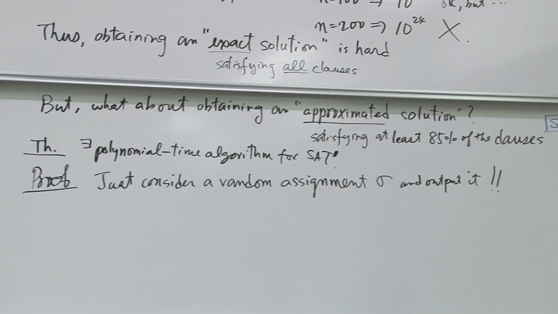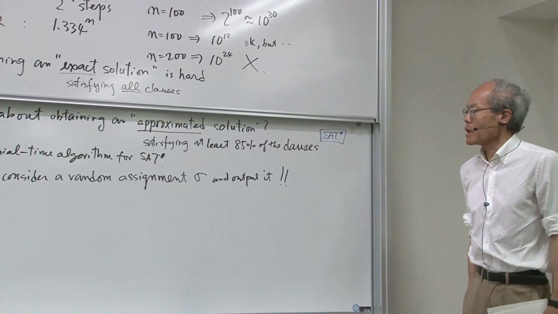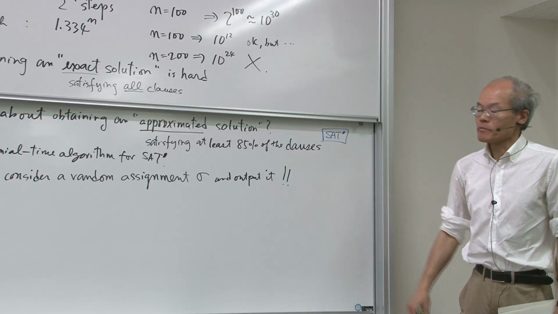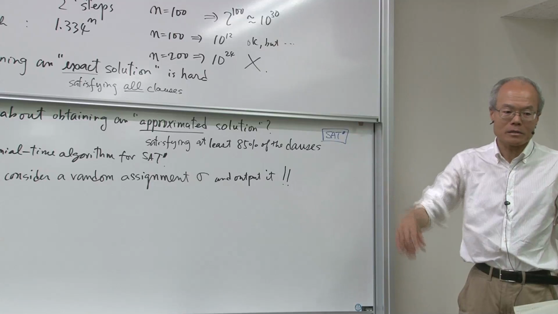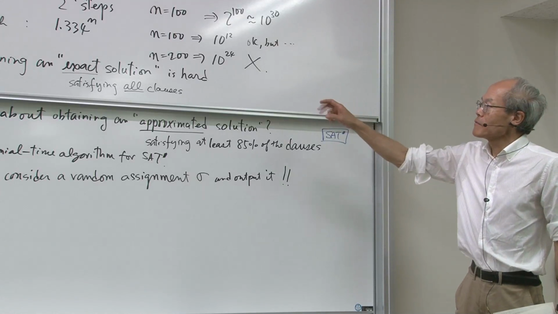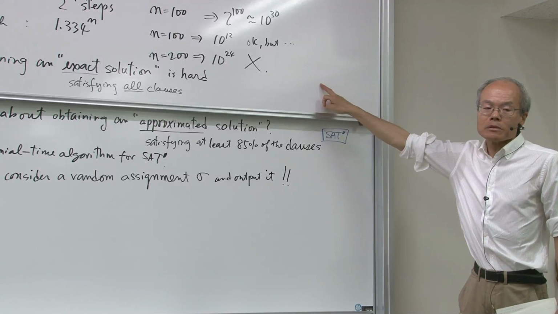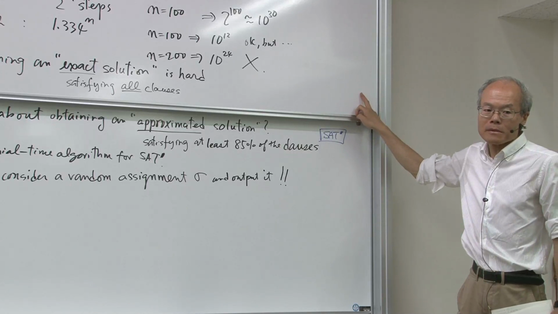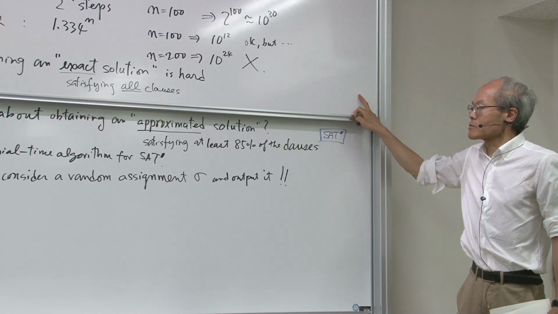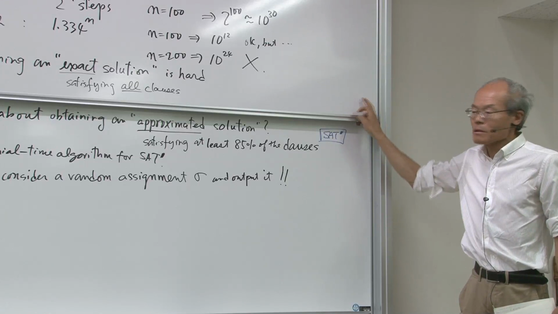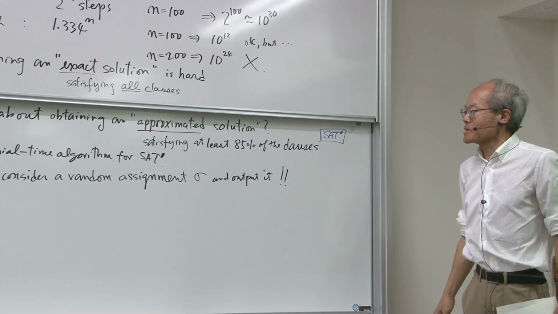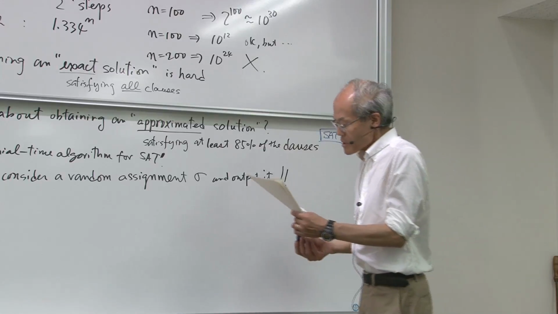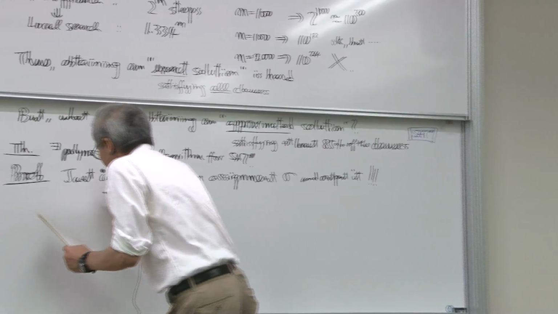Just create a random assignment sigma and output it. What is a random assignment? Random is just use the die, and for x1 you randomly choose true or false. For x2 randomly choose true or false, and so on and so forth. And just output that assignment. This is just a single line algorithm. It's pretty easy. Why is this correct? This is again very easy.